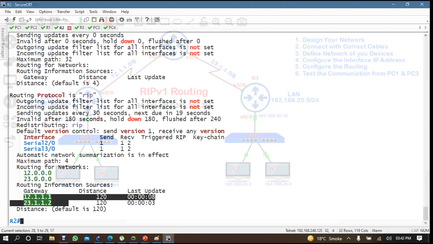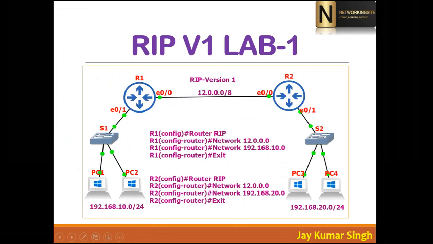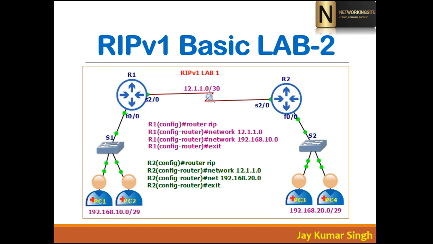Whenever you want to know about your neighbors, you see router 2 has two neighbors. 12.1.1 is the IP of router 1, and 23.1.1.2 is the IP address of router 3. Then there is the administrative distance and the last update, which means when you last communicated with this neighbor. In RIP version 1 there is not much information. It's very simple to communicate.